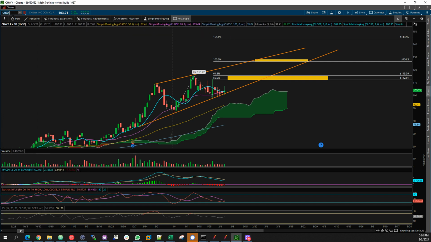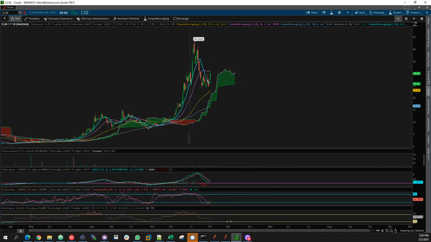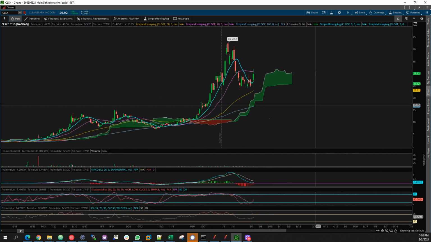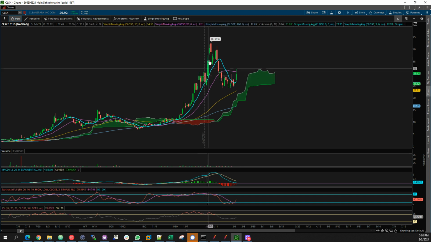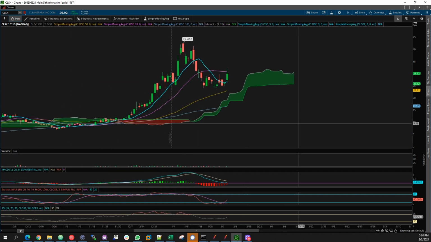Next up, CLSK. I don't know if I reviewed this yesterday, and if I did, okay, I didn't. The thing here is that you can look at it this way, right? This could be a head and shoulders, or this could be a falling wedge play. And this looks ready. This is bullish. I think this is a good chart.